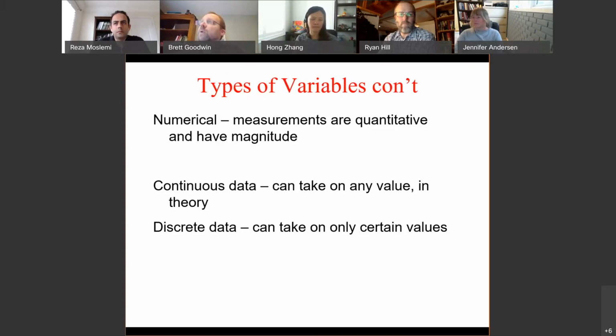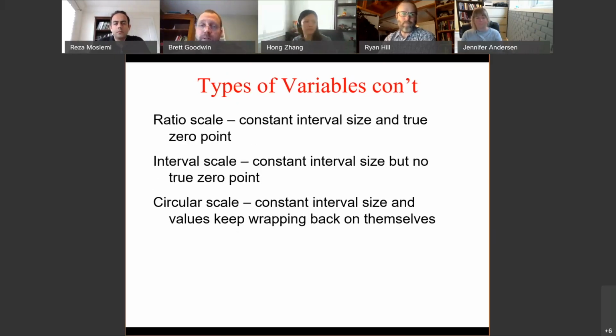The one other thing we need to think about with numerical data is what scale it was measured on. It's important because it can have an impact on what you can do with the numbers. We have three scales to keep in mind. One is a ratio scale, which has a constant interval size and a true 0 point. What that means is that if you measure a variable as 0, it really is a 0. That would be something like height. If a plant was 0 centimeters tall, it really has no height. And each centimeter that you go up in height is the same interval. So that would be measured on a ratio scale. Most of our numerical variables are measured on a ratio scale.